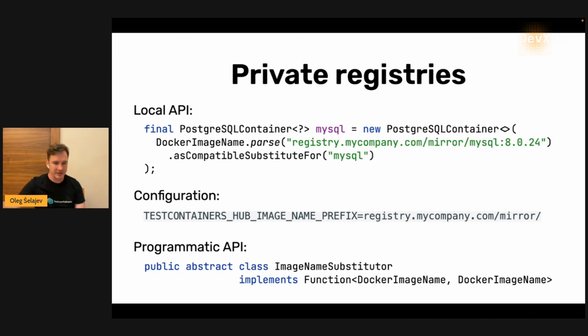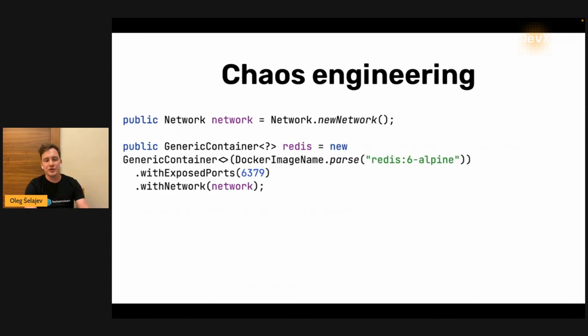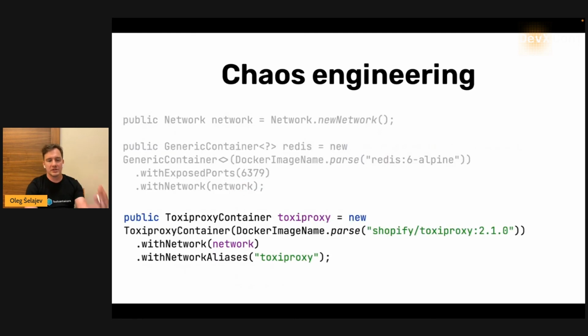And I have just 40 seconds, so I'm going to run through that. There is a local API that you can discover by typing dot on the particular objects and classes. There are configuration options, and there is a programmatic API for the utmost flexibility. And you can use private registries. You can do a little bit of chaos engineering with toxiproxy containers, for example. So you can create different topologies and then package that as an abstraction for your team.